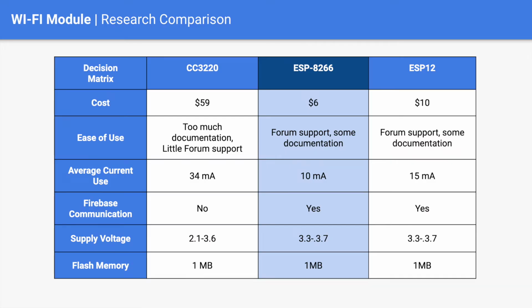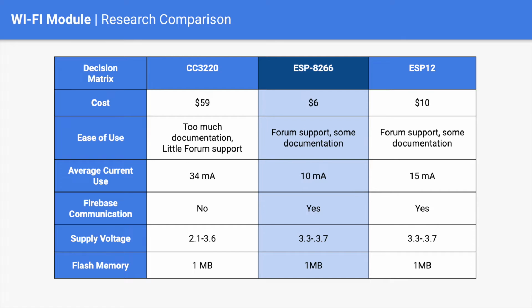During our Wi-Fi module selection process, we researched 3 main options: CC3200 from Texas Instruments, ESP8266, and ESP12 by Espressif. Based on the characteristics shown on the decision matrix table, we decided to move forward with the ESP8266.